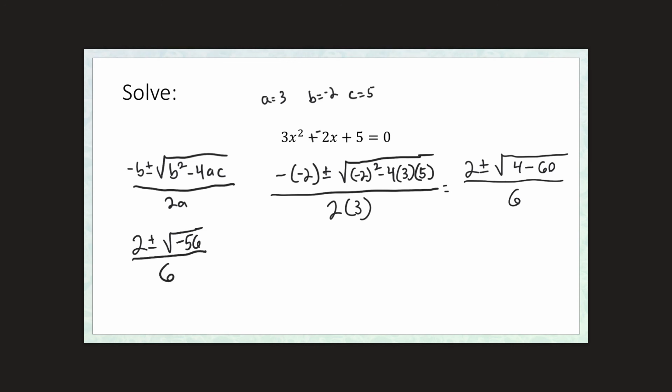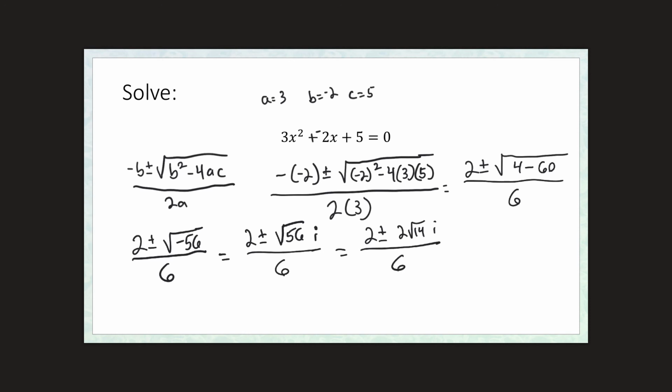Now remember, the first and best thing we can do here is take the i out first. So I'll rewrite that as 2 plus or minus the square root of 56 times i over 6. And we can simplify the square root of 56. We can't solve it. There is no real answer. Well, there is a real answer. There is no rational answer for the square root of 56. Instead, it is 2 plus or minus 2 times the square root of 14 times i over 6.